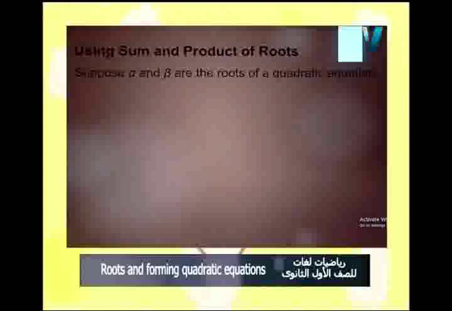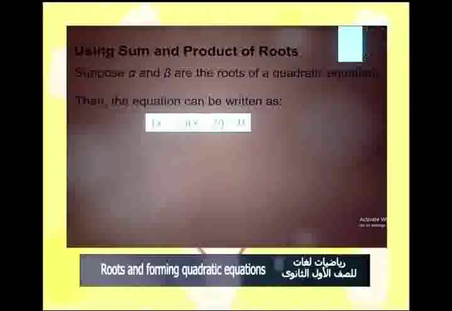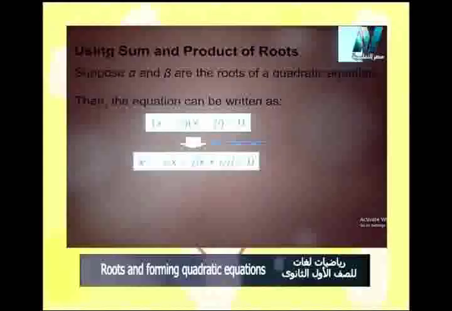Suppose alpha and beta are the two roots of the quadratic equation. Then the equation can be written as x minus alpha multiplied by x minus beta equals 0. And by expansion, x multiplied by x equals x power 2, and x multiplied by negative beta equals negative beta x, negative alpha times x is negative alpha x, negative alpha multiplied by negative beta equals positive alpha beta, and the answer of course equals 0.